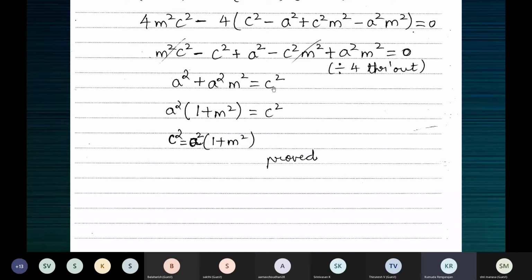See, we take c square to the other side because that's what we'll have to prove. C square is alone in the RHS in the result. So we write c square here. And the remaining two terms, a square plus a square m square, a square is common, so 1 plus m square. So like this, we prove that c square is equal to a square into 1 plus m square. Hence proved.